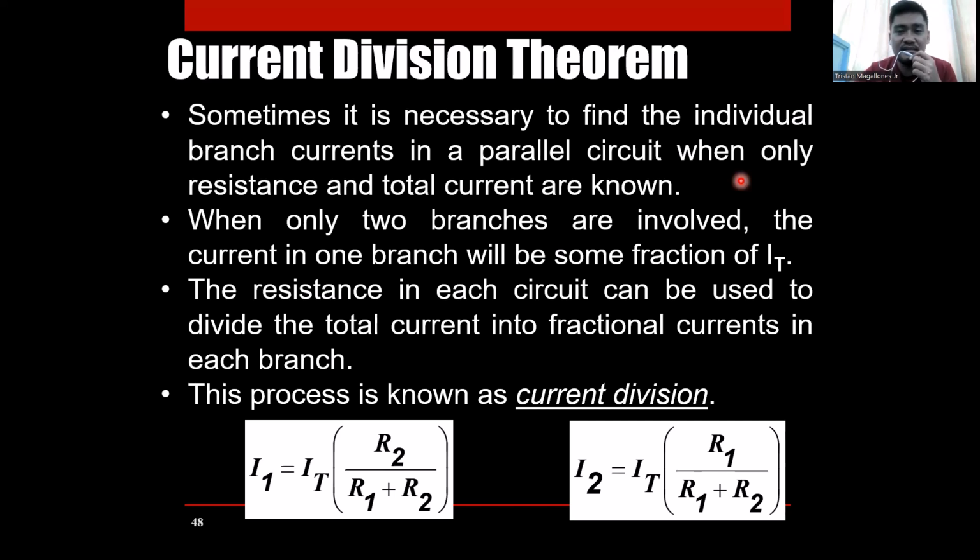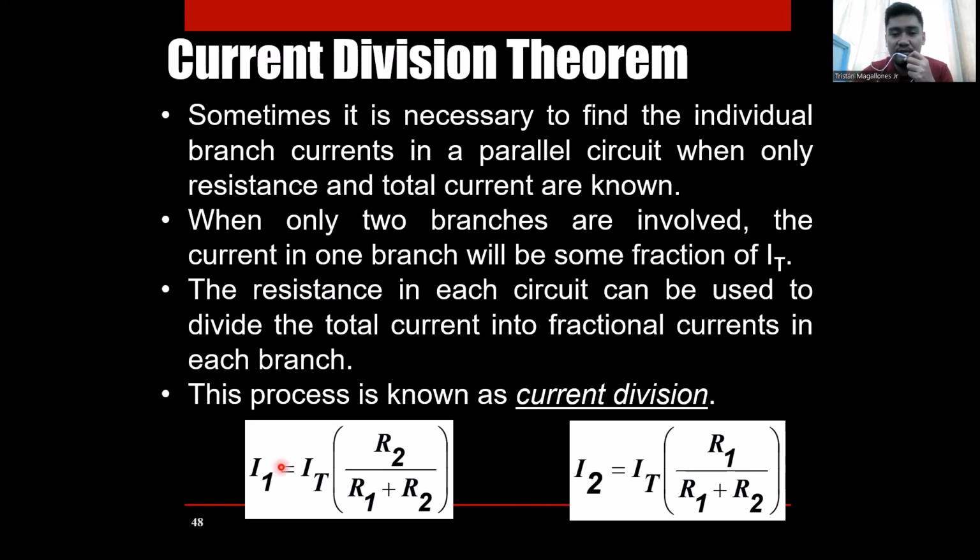So sometimes it is necessary to find the individual branch currents in a parallel circuit when only resistance and total current are known. When only two branches are involved, the current in one branch will be a fraction of the IT. And the resistance in each branch can be used to divide the total current into fractional currents in each branch. This process is known as current division.